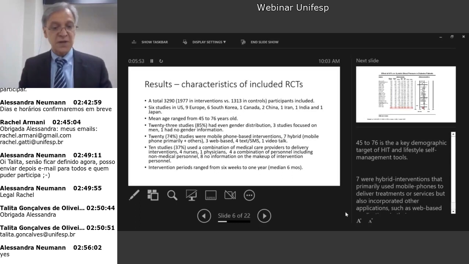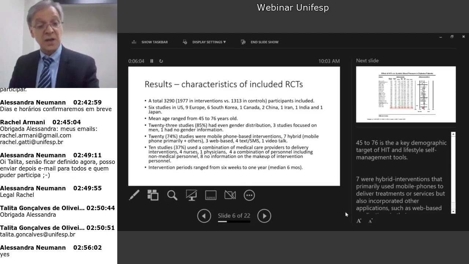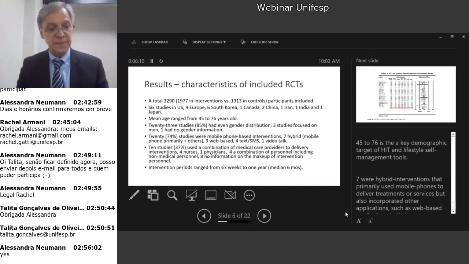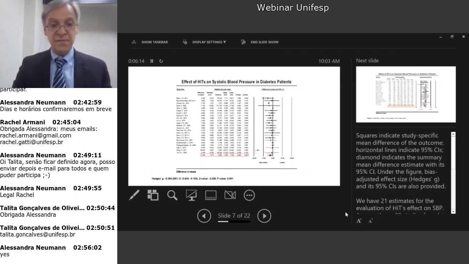10 studies used a combination of medical care providers to deliver the intervention. 4 used nurses, 1 physician, only physicians, 4, a combination of personnel including non-medical personnel, 8. All of these are factors you can use in the analysis. You can create a score variable and throw that in your analysis to adjust for. Intervention periods ranged from 6 weeks to 1 year, median 6 months.